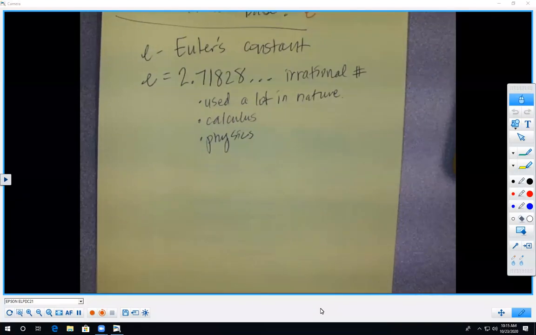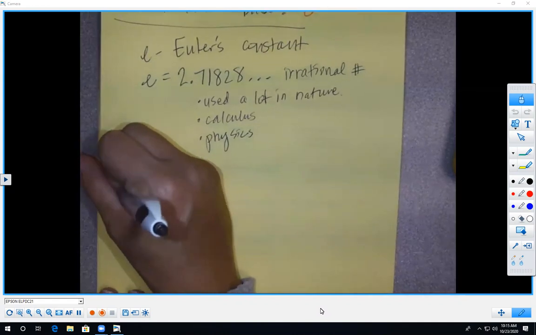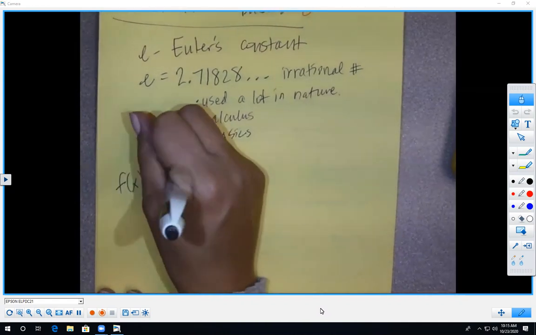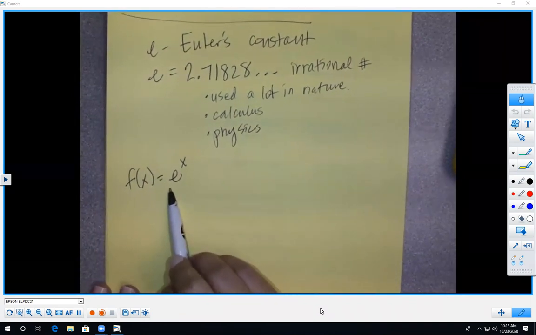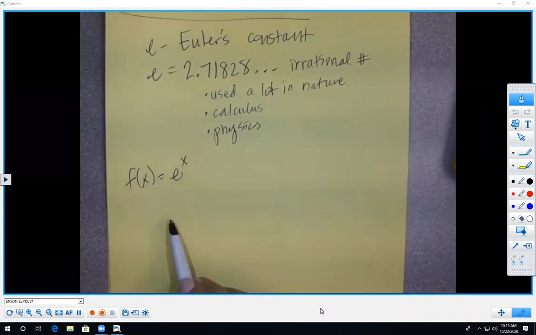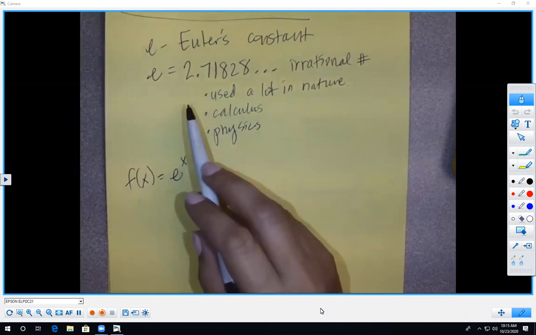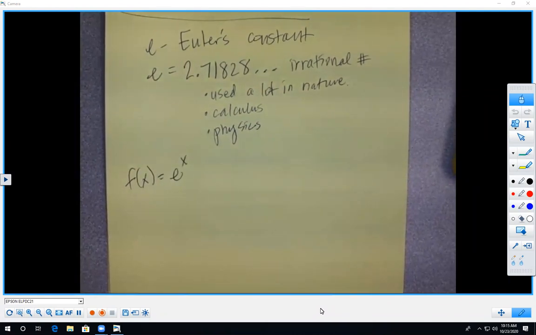Okay, it is called the natural base. So lots of times we will see this function written as f of x equals e to the x power. That e is not a variable, it is a number. Okay, so just think of e as a number, and it's a number 2.7 if you wanted to approximate it.